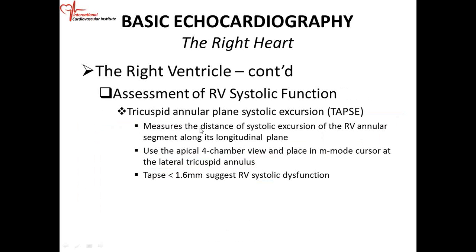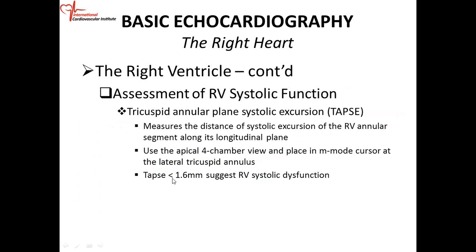So you're going to measure the distance of systolic excursion of the RV annular segment along its longitudinal plane, up and down, up and down. It's an M-mode measurement. You're going to use the apical four-chamber view, and you're going to place the M-mode cursor at the lateral tricuspid annulus. Some people I see place it in the right atrium, the right atrial wall. Be careful. Make sure you place it where it's supposed to be placed.